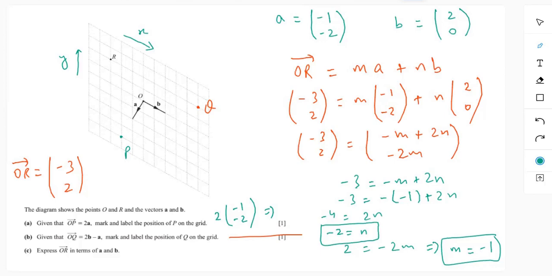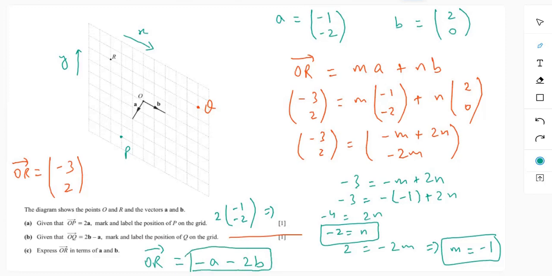So your OR is basically minus 1a, or just minus a, plus nb. What is the value of n? It is 2, so that's 2b. That is your vector OR. Okay, this is how you would do it.